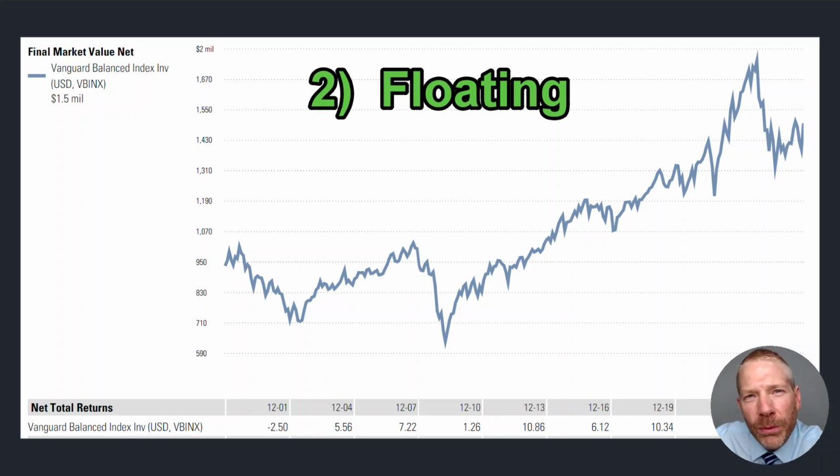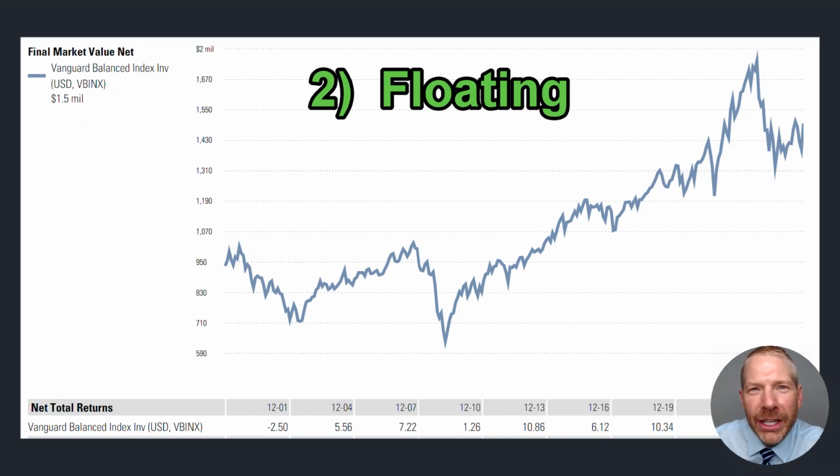The second method for using the 4% rule is what I call the floating distribution strategy. With the floating distribution strategy, you'll be taking 4% every year off your portfolio based on an at-the-time value of the portfolio. Over time, your distribution is going to go up and down as the market value moves up and down due to underlying investment performance.